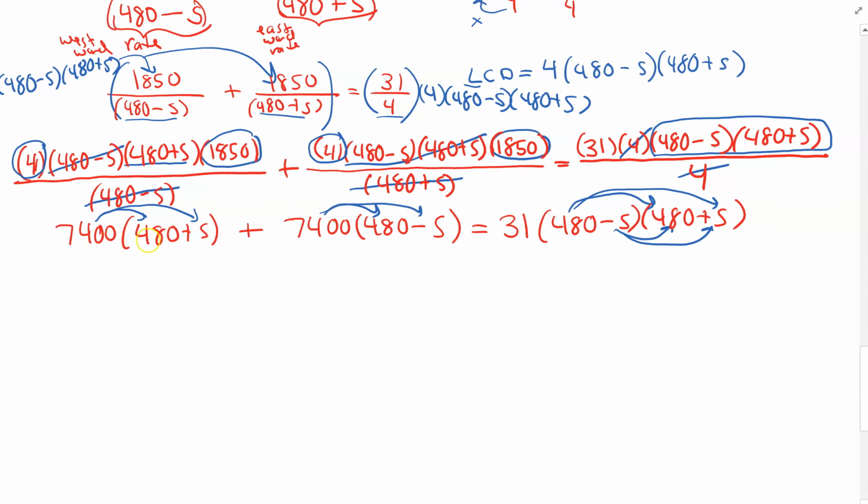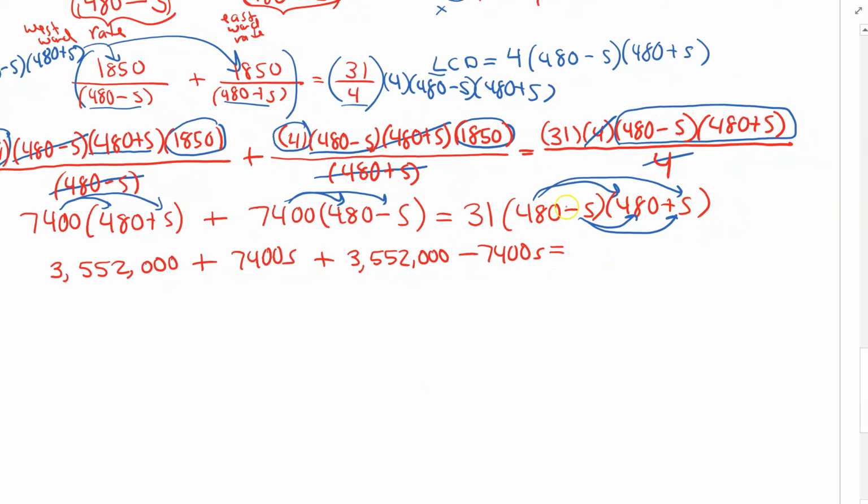So when I do 7,400 times 480, I get 3,552,000, and then plus 7,400s. And again, I get the same thing, 3,552,000 minus 7,400s.